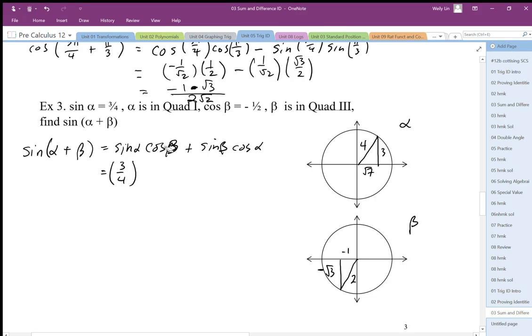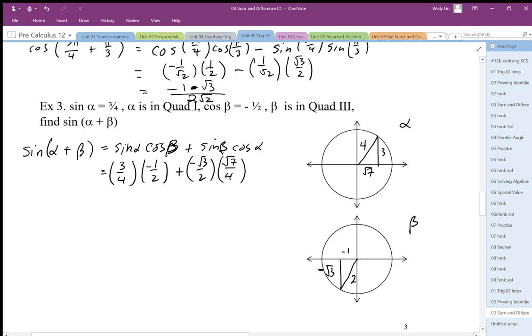If I want cosine beta, I've got to go to my beta picture. Cosine is going to be negative horizontal over the radius, so negative 1 over 2. And that was actually given right here as well. Those two values were actually given, and we use those values to solve the other parts. Plus sine beta, I need to go to my beta picture. Sine is going to be negative root 3 over 2. And for alpha, I need to go to my picture for alpha, that's right there. Cosine is going to be horizontal, so root 7 over 4.